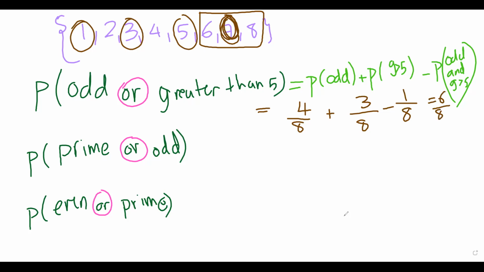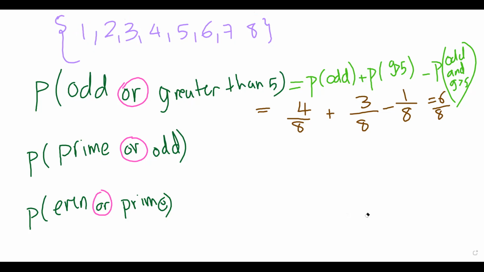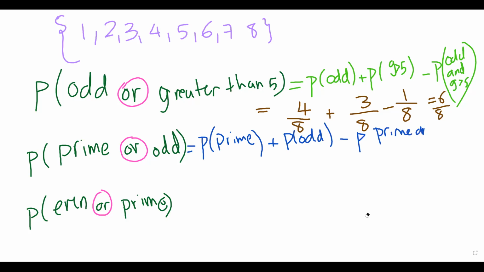The second case now, the probability of prime or odd. Now here you have to ask yourself, is there a number that is prime and odd at the same time? Prime and odd. Yes, there is. So here, the probability of prime plus the probability of odd minus the probability of prime and odd.